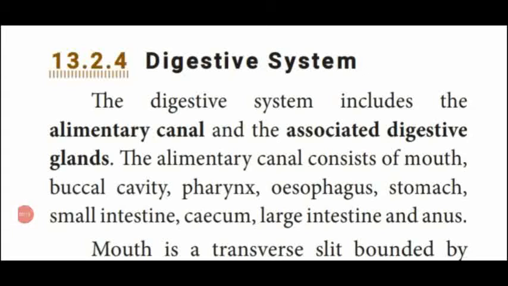Dear students, the digestive system of rabbit. The digestive system of rabbit consists of 2 important regions. One is the alimentary canal, another one is the digestive glands. The alimentary canal consists of mouth, buccal cavity, pharynx, esophagus, stomach, small intestine, cecum, large intestine and anus. Simply, we can say that it starts from the mouth and ends with the anus.